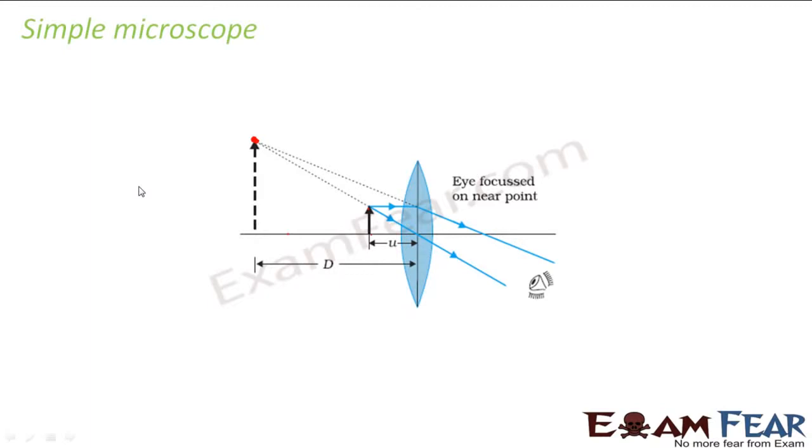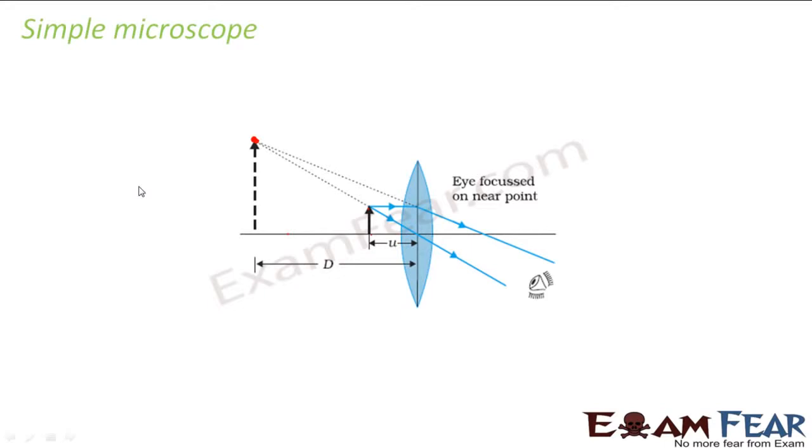You would have seen sometimes, if you have ever been to an astrologer, that they have a magnifying glass, right? They call it a magnifying glass. They keep that glass on your palm and then they see the lines of your palm. That is nothing but a simple microscope. It is nothing but a simple convex lens which gives a magnified image of a close object.